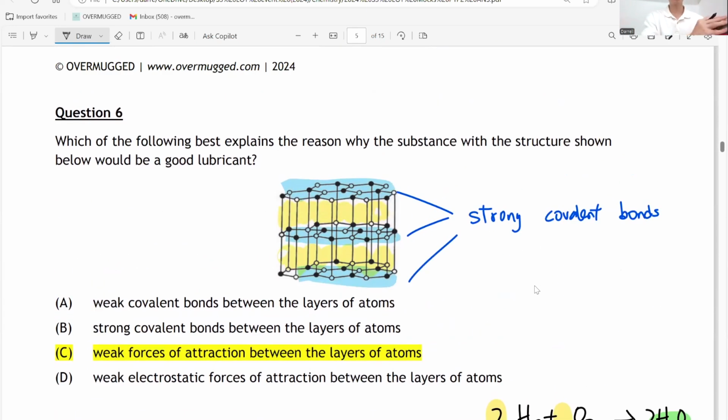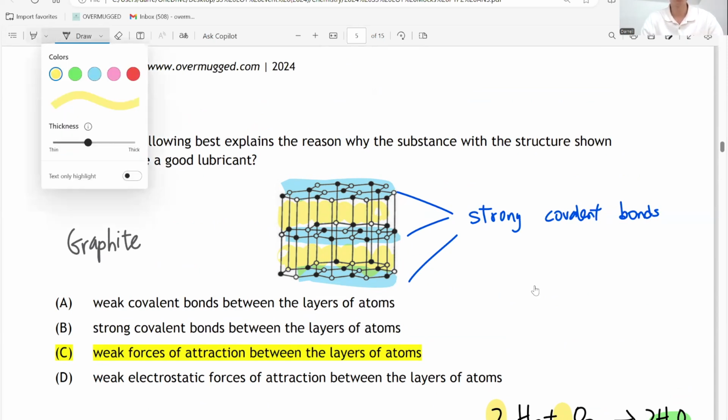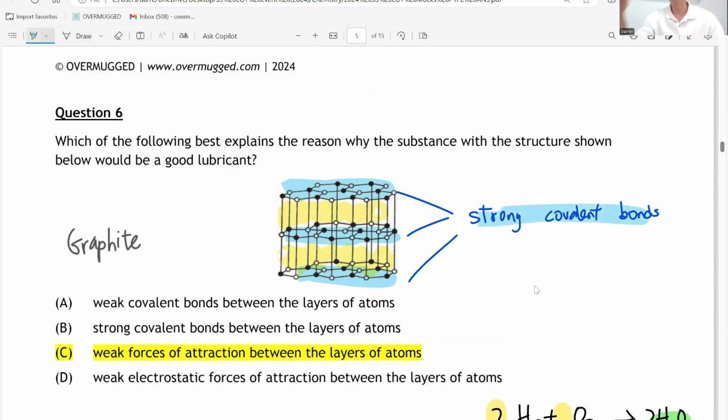Okay, next up over here, we see a good lubricant. Do you all know what this is referring to? Quite obvious, right? Hexagonal layers. It's our graphite. What I need you to take away from this question is that within the layer, what I'm highlighting in blue over here, there are strong covalent bonds. It is near impossible to break the layer up. So within one layer, that layer is very strong.